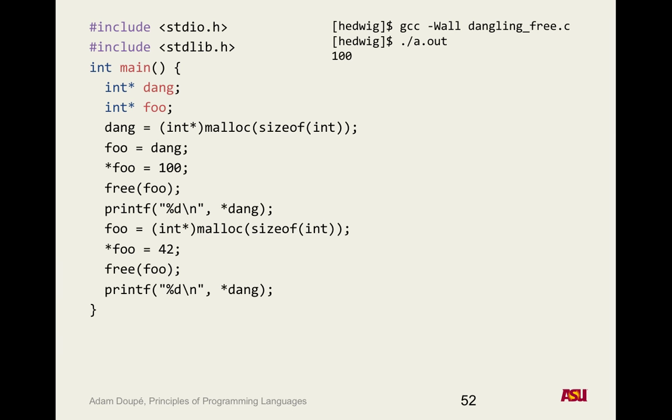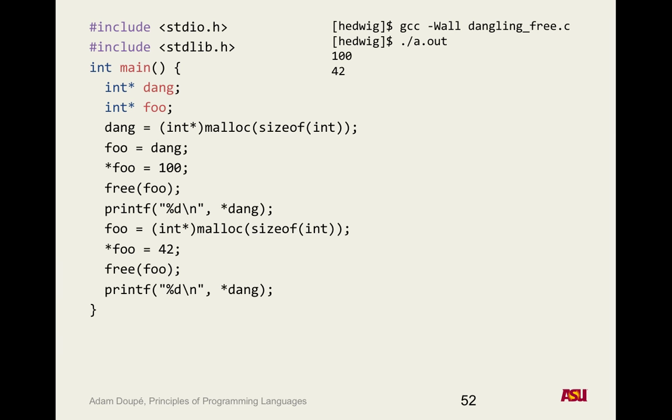When we look at it, it actually outputs 100 first, which is kind of weird, because we freed this memory. So what do you think the next output is? Zero. 42, 100. So yeah, it actually outputs 42, which is pretty crazy.